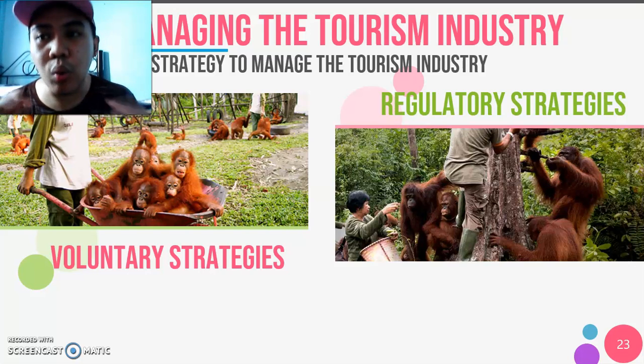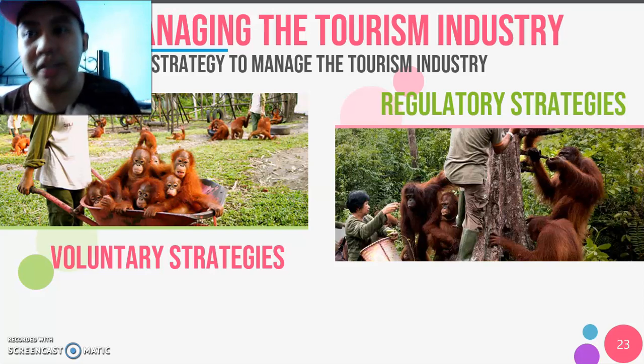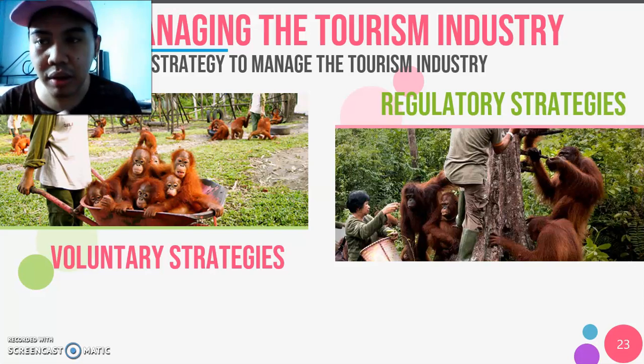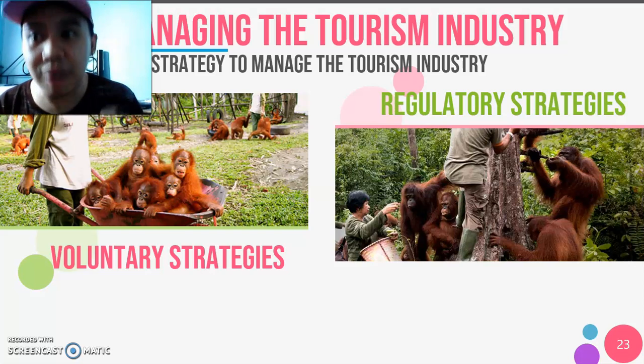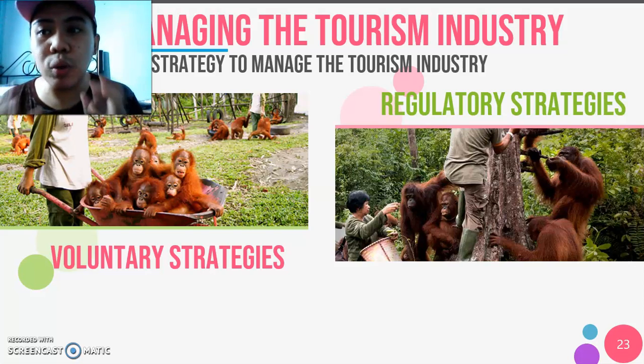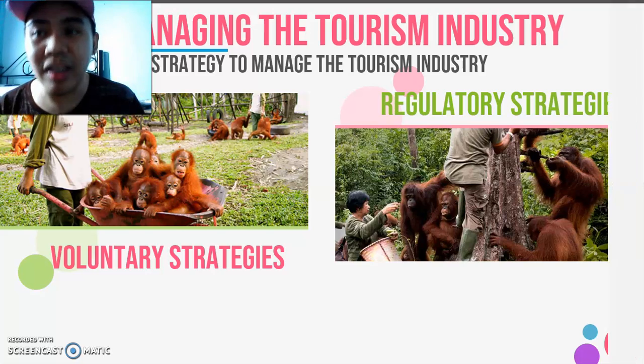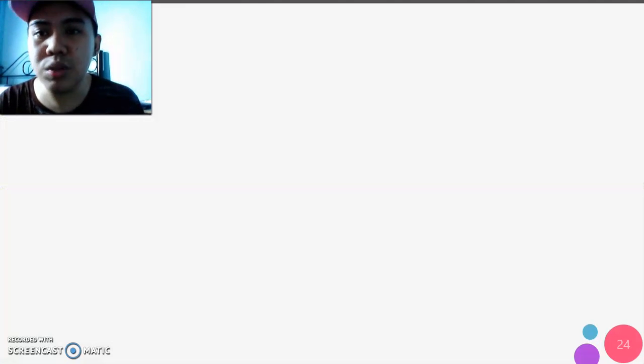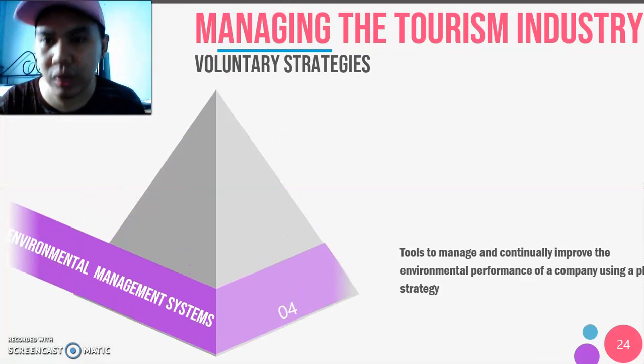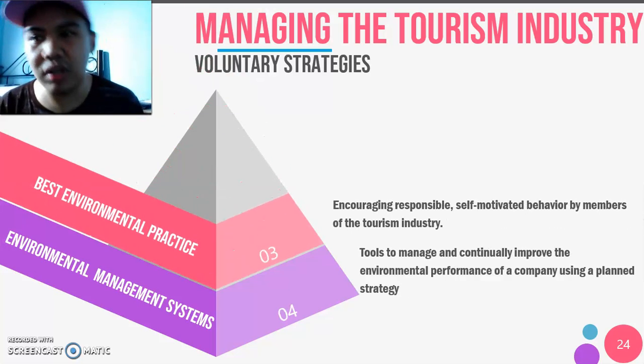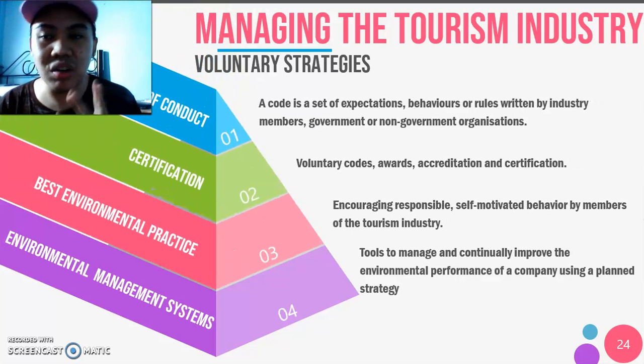So you can know what these strategies are just by their names. Voluntary means a voluntary action. Regulatory, you have to enforce a regulation in order to protect the area. Okay, so first and foremost, we will talk about voluntary strategies. In voluntary strategy, there are four general ways.